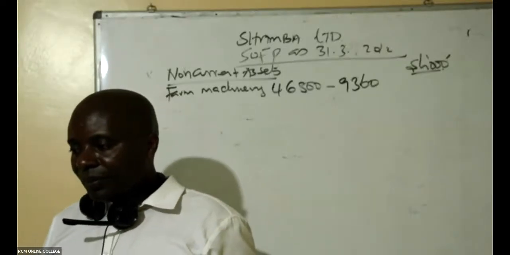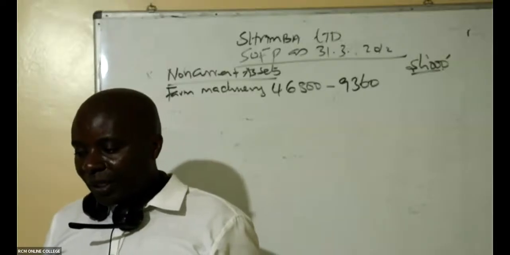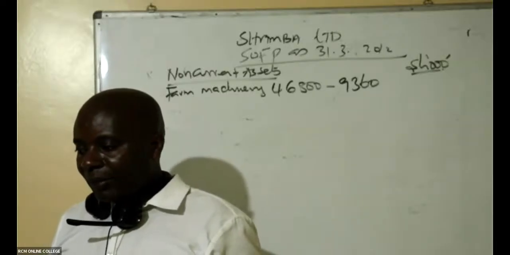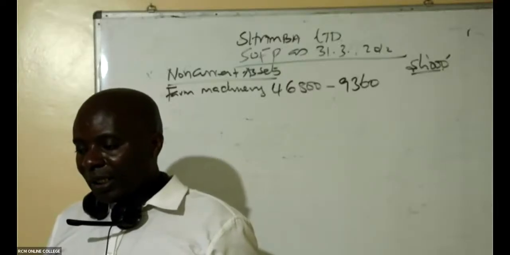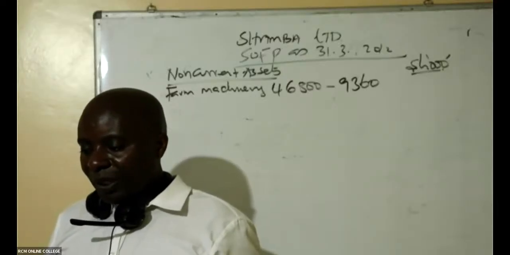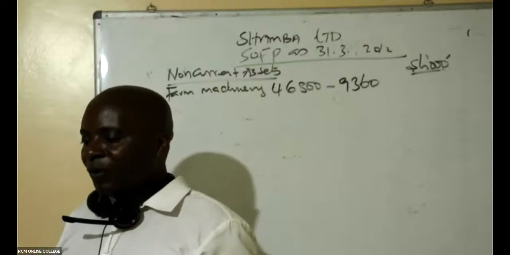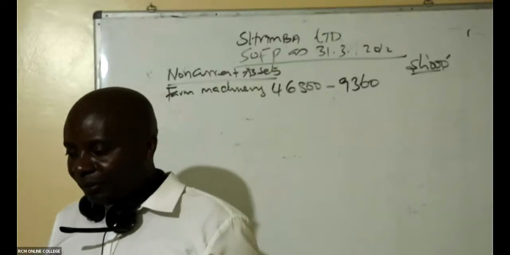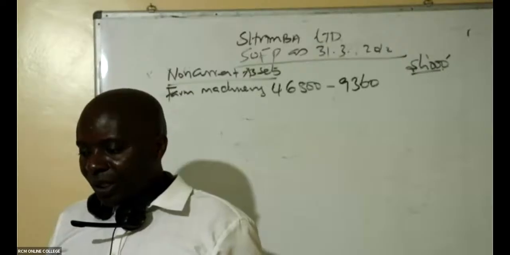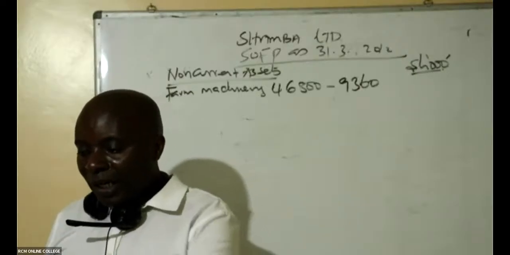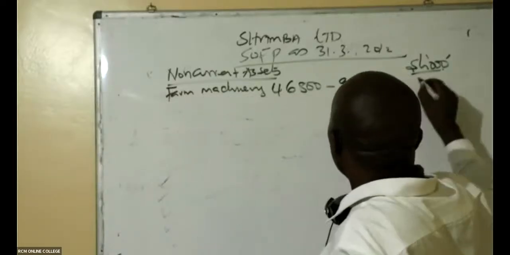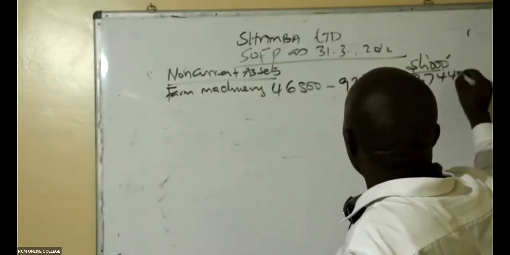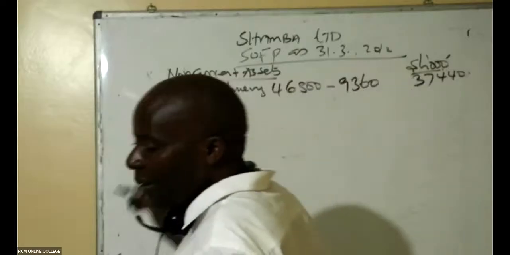46,800 minus 9,360. Can you show you're using your calculator very well? Tell me what we are getting there. Somebody confirm. I like confirmations, like 3 or 4 of them. Whose figure do I believe? Now somebody has confirmed that it is 37,440.